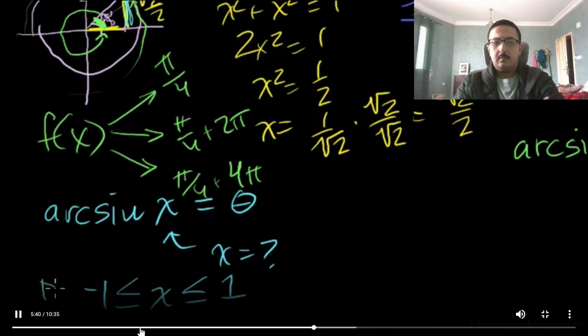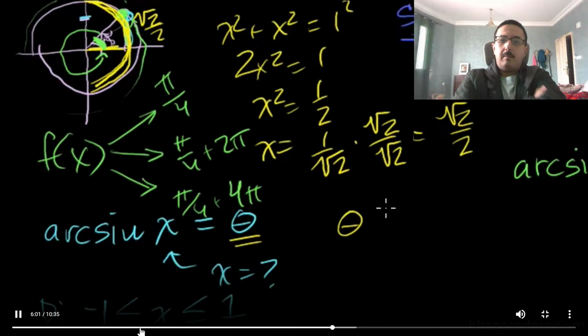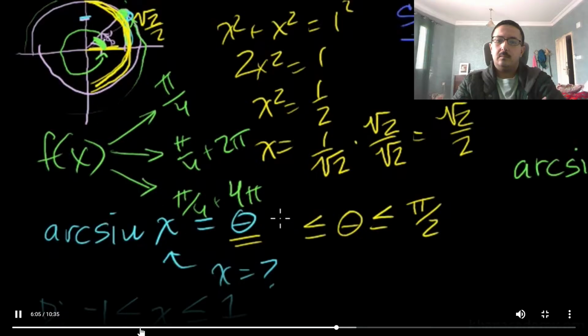That's the domain. Now, in order to make this a valid function, I have to restrict the range, the possible values. And for arcsine, the convention is to restrict it to the first and fourth quadrants, to restrict the possible angles to this area right here along the unit circle. So theta is restricted to being less than or equal to pi over 2 and greater than or equal to minus pi over 2. Given that, we now understand what arcsine is.